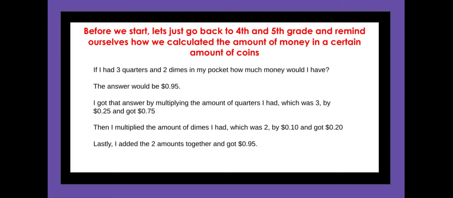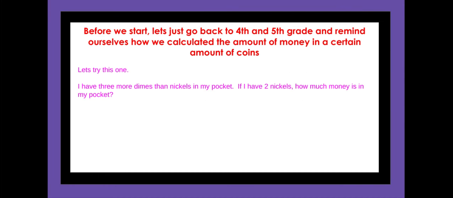It's not just that I have 5 coins in my pocket. I know I have 5 coins, 3 quarters and 2 dimes, but there's an amount associated with it, which is 95 cents. So there's a little bit more involved when figuring out how much money there is. Now let's try this one. This one you might need to take out a piece of scrap paper and try to figure it out.